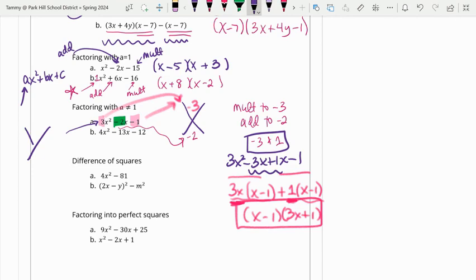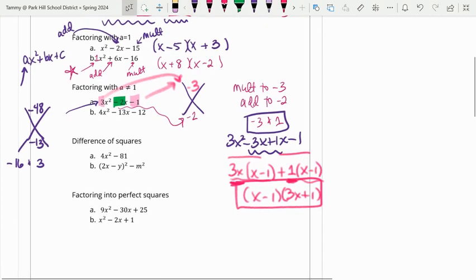All right, so looking at the next one, 4 and negative 12, I'm putting negative 48 at the top. Negative 13 goes here. That's at the bottom. Those 2 multiply, goes at the top. So I need 2 numbers that multiply to negative 48 and add to negative 13. So that's negative 16 and positive 3. So I rewrite this then as 4x squared minus 16x plus 3x minus 12.